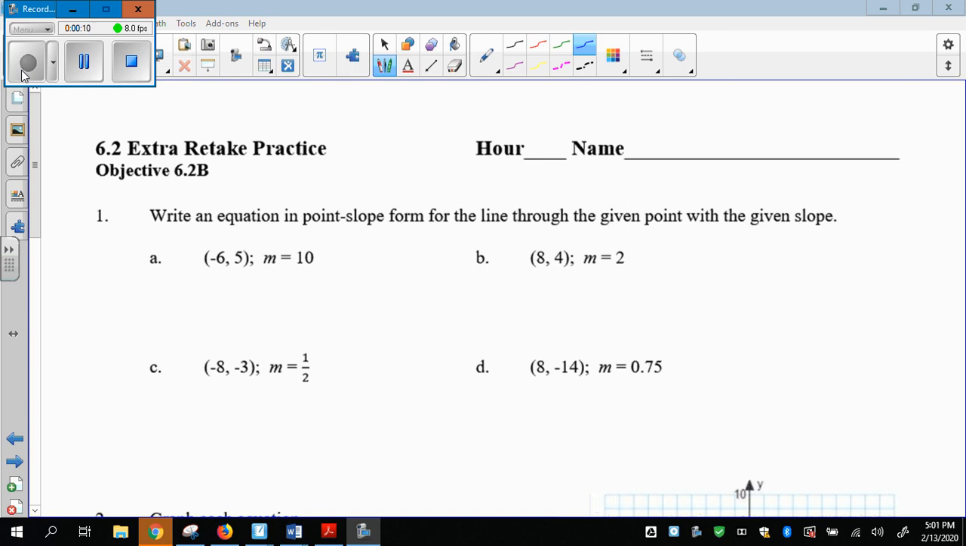That objective is writing equations in point-slope form. I'm just going to write that up here at the top to remind you what point-slope form looks like.